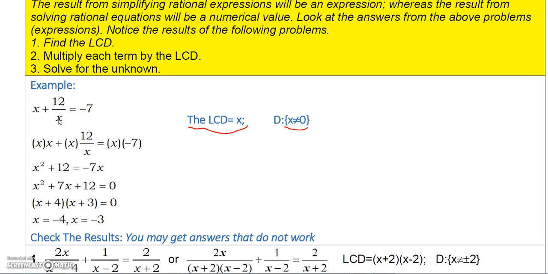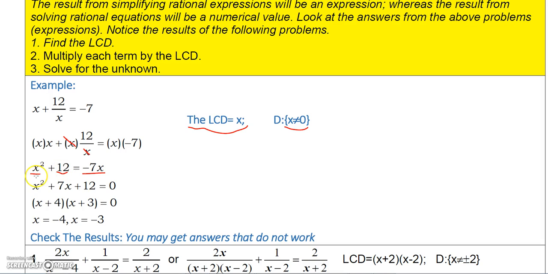Okay, now, what I'm going to do is, to get rid of my x here in the denominator, I'm going to multiply 12 over x by x. But if I do that, I have to multiply every term by x. So I'll have to multiply x by x, and of course, when I do that, that'll give me x squared. And then when I multiply x by 12 over x, then the x's cancel, and I just get 12. And then when you multiply negative 7 by x, we get negative 7x.